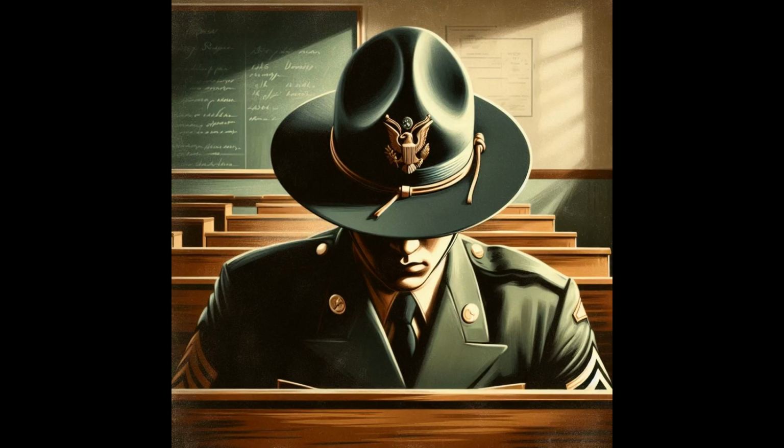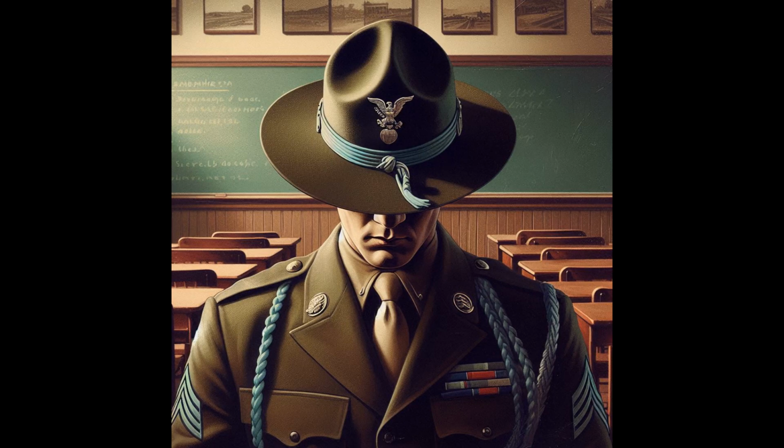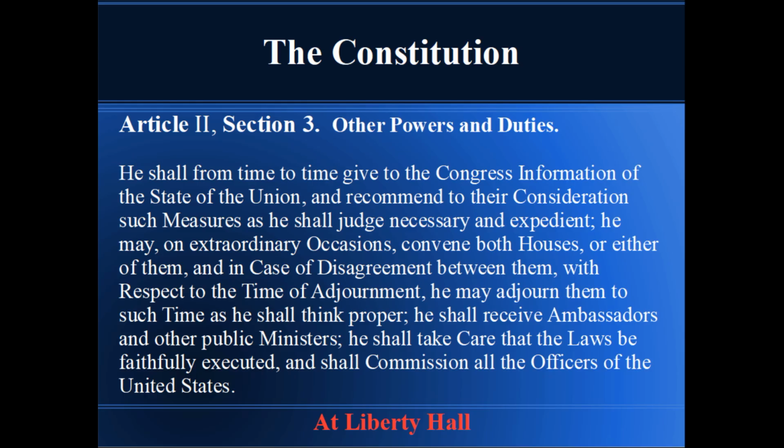2. The President can make treaties and appoint key officials, like ambassadors and judges, with Senate approval. Congress can allow the President to appoint certain lower-level officers on his own. Article 2, Section 2. Powers and duties of the President. Clause 3. The President shall have power to fill up all vacancies that may happen during the recess of the Senate by granting commissions which shall expire at the end of their next session. 3. The President can fill vacancies when the Senate is not in session, but these appointments end when the Senate returns.